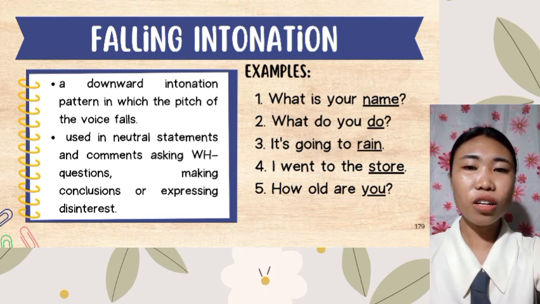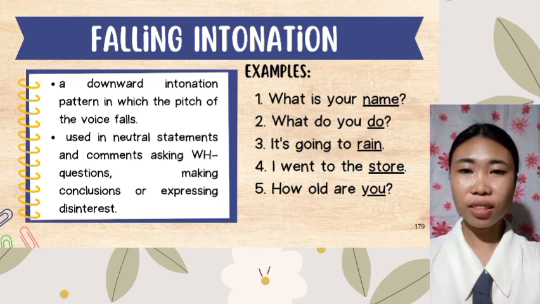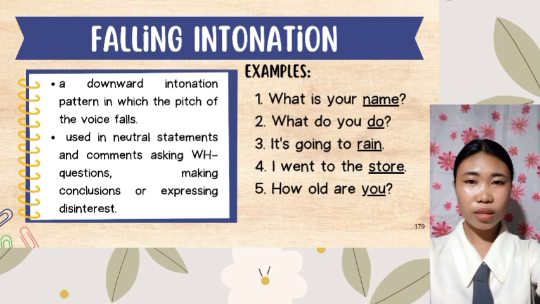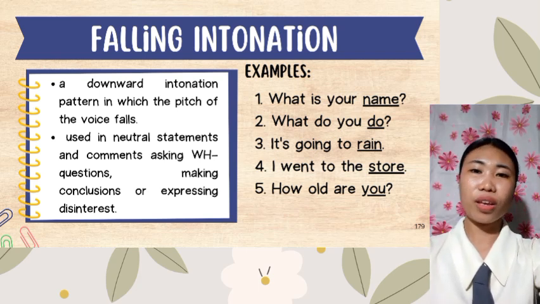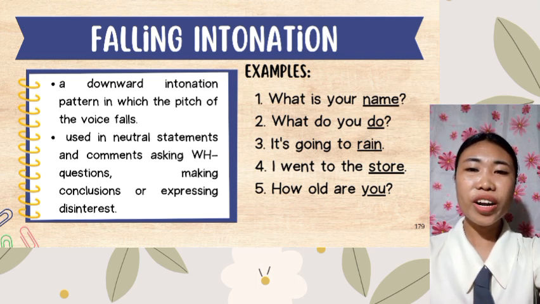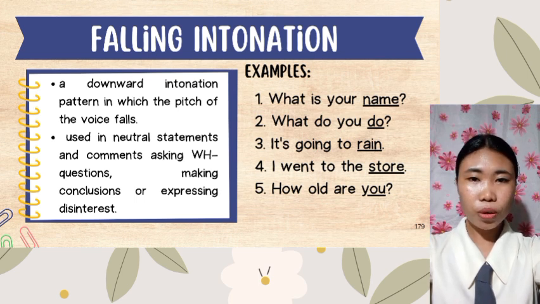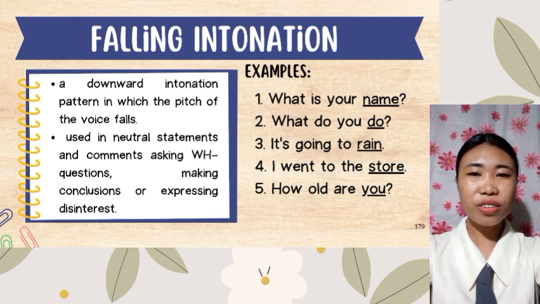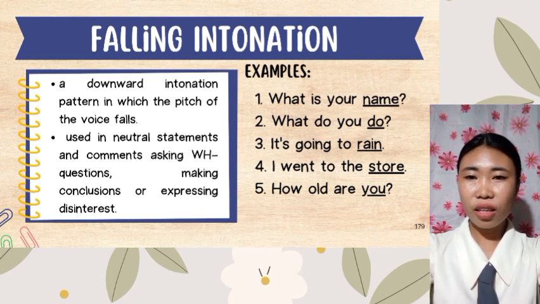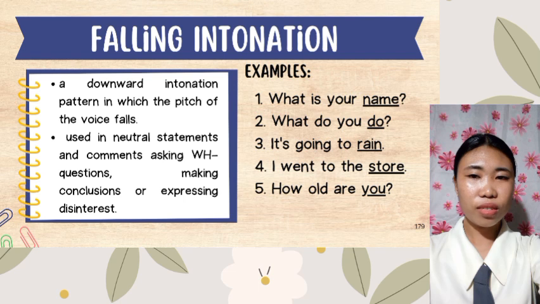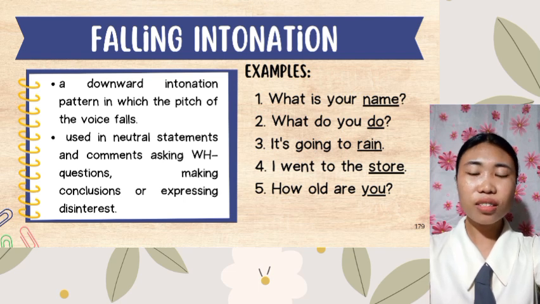So here are examples of falling intonation. Number one, what is your name? The falling intonation here is in the word name. Number two, what do you do? Our voice goes down in the word do. Number three, it's going to rain. In the word rain, our voice goes down.